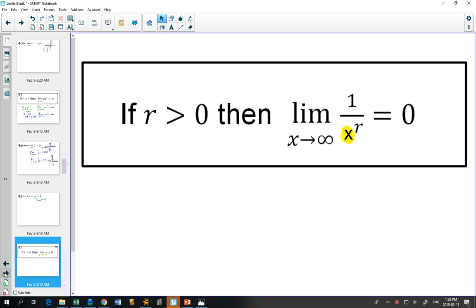But we're okay. And that if x gets really, really big and you have a really, really big number in your denominator, then that limit is going to go to be 0.